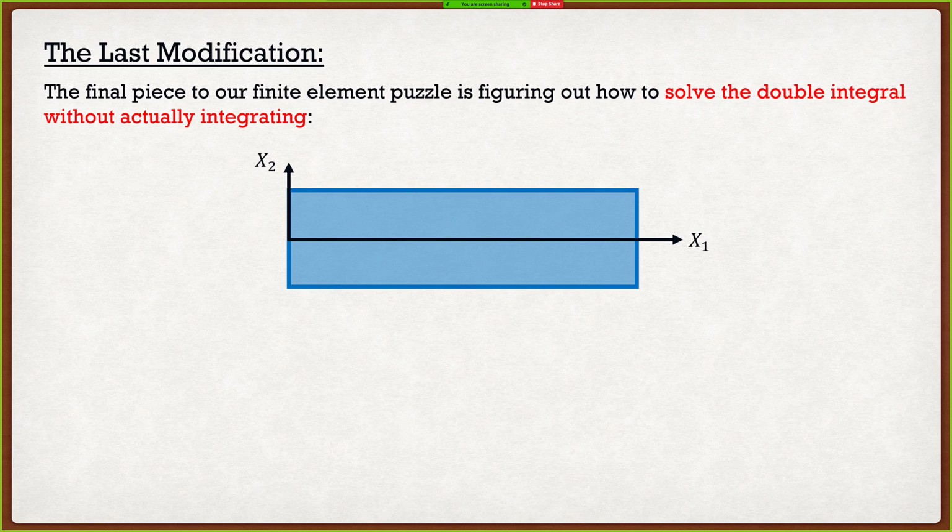So if we had our beam here, we said, all right, I now have a shape or an element and square.